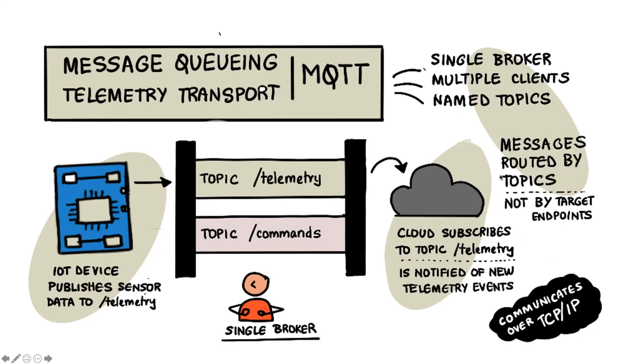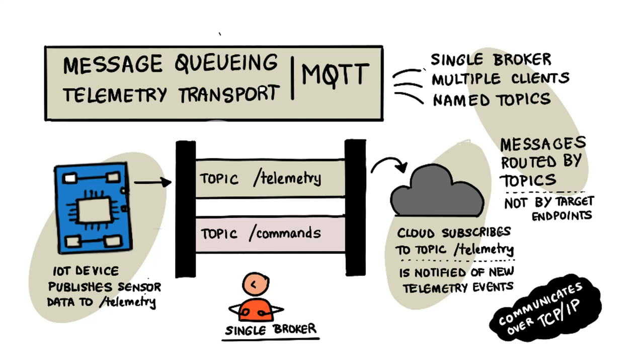So MQTT, message queuing telemetry transport, is the most popular pub/sub mechanism for IoT devices. There's loads of MQTT brokers out there, loads of open source implementations of this. The idea of this is you have a single broker, and then you have multiple clients that connect with named topics. So you would publish to a topic that has a name, and then something else would subscribe to a topic that has that name, and everything's routed via topics. The broker doesn't care what's connected, how many devices, it's all based off topics.